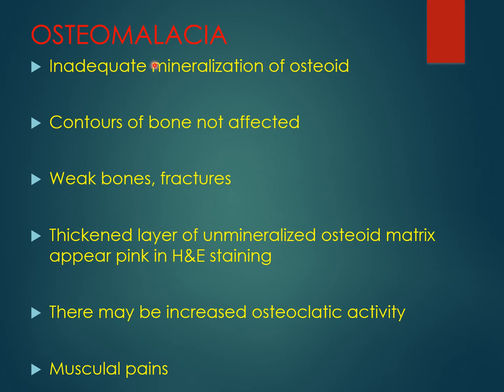Osteomalacia is the adult counterpart of rickets, where the bones have stopped growing and the epiphyseal plates have actually fused. Now there is inadequate mineralization of osteoid, but contours of bone not affected, and also there is no bony deformities, but the bones will be weak and there may be fractures. In hematoxylin eosin staining, there will be thickened layer of unmineralized osteoid matrix, and there also may be concomitant increase in the osteoclastic activity, and also there may be muscular pain.